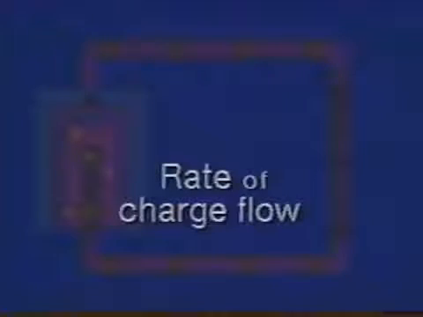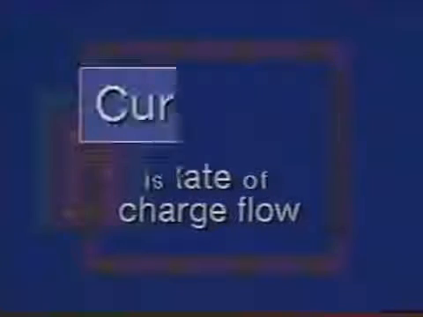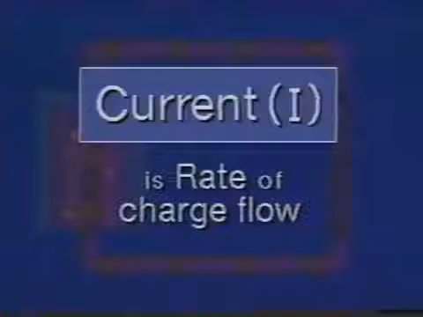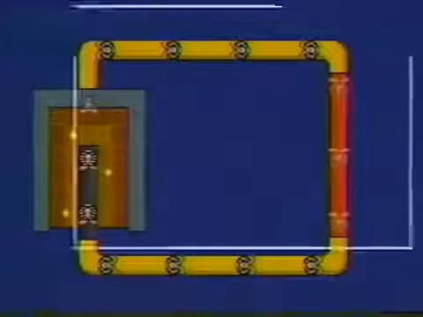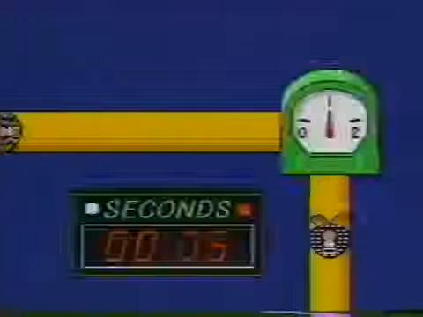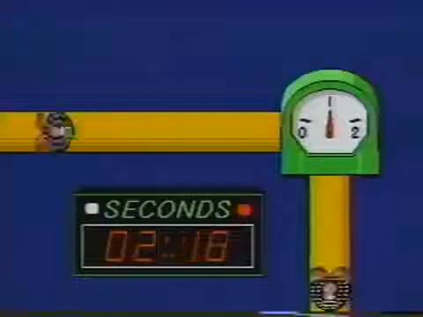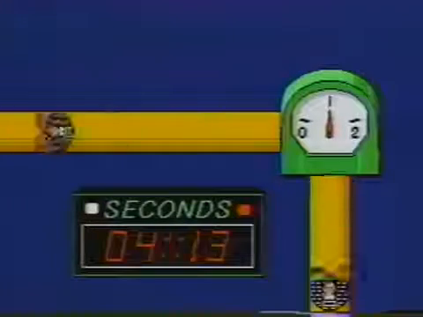An important characteristic of an electrical circuit is the rate at which the charge flows through it. The rate of charge flow is called current and is measured in amperes. A current of 1 ampere means that 1 coulomb of charge passes a specific point each second.